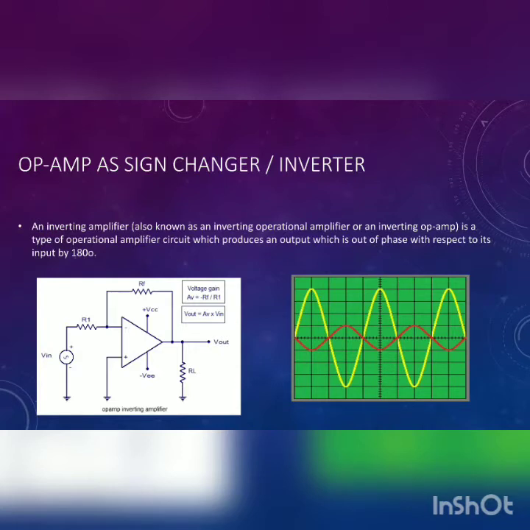Now moving on to the first arithmetic operation using an op amp. First of all, an op amp can act as a sign changer or inverter. This is nothing but an inverting amplifier. An inverting amplifier, also known as an inverting operational amplifier or inverting op-amp, is a type of operational amplifier circuit which produces an output which is out of phase with respect to its input by 180 degrees. A typical inverting amplifier is shown in the diagram.